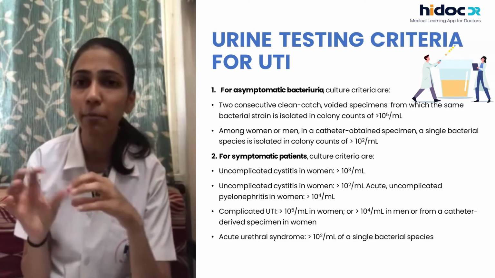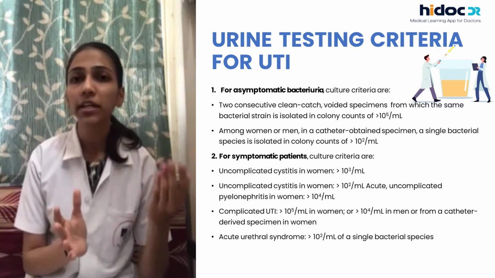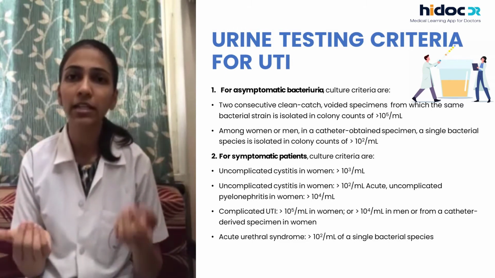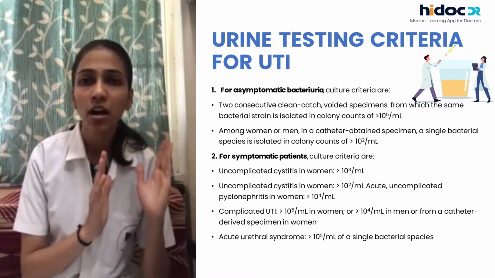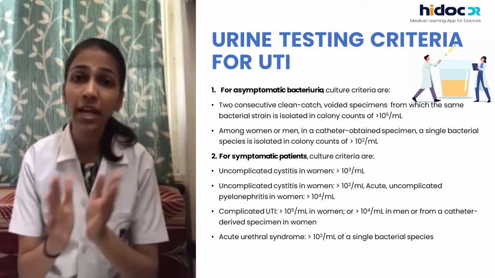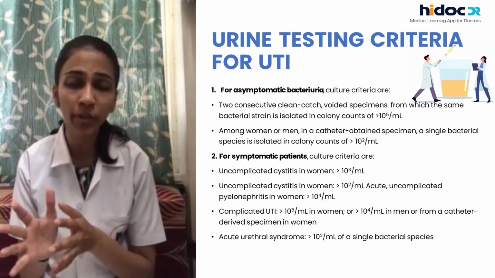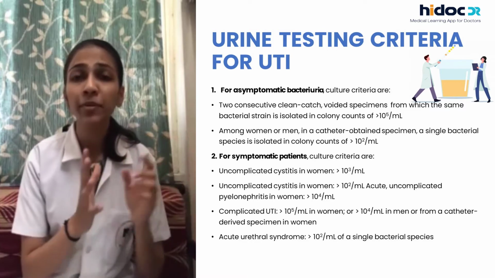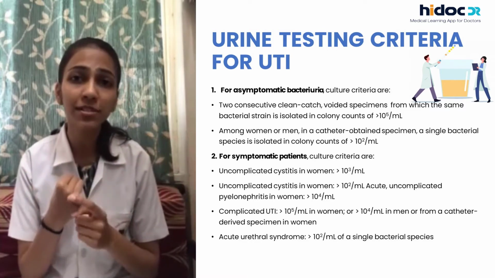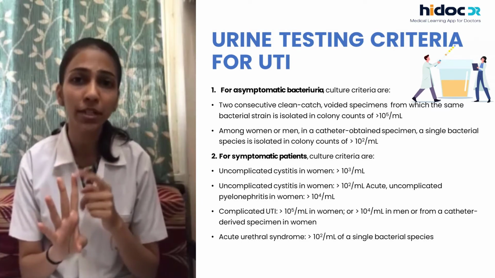Now, what happens in UTI is there is a presence of more than 10 raised to 5 organisms in a midstream sample of urine that is called as a bacteriuria. Now, this bacteriuria can be asymptomatic and can be symptomatic. In asymptomatic bacteriuria, you only have more than 10 raised to 5 organisms per ml of the urine and no other symptoms, and it commonly occurs in pregnant women, while the symptomatic bacteriuria can be presented as acute cystitis, pyelonephritis, urethritis, and septicemia with septic shock.